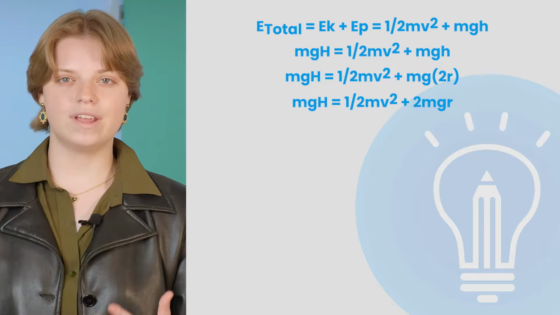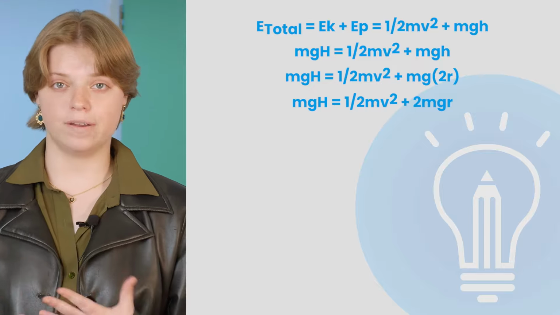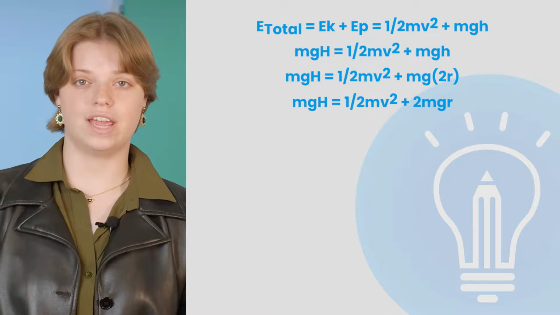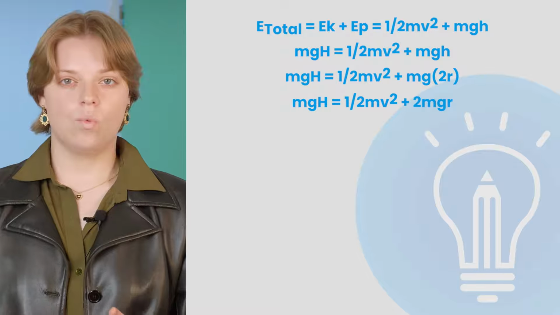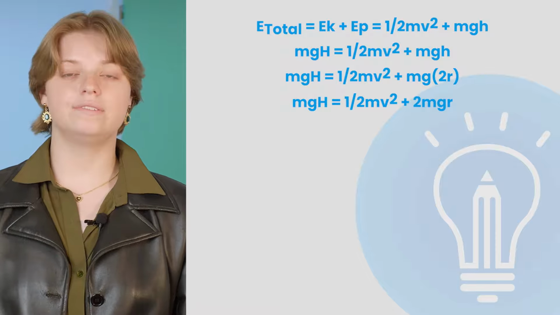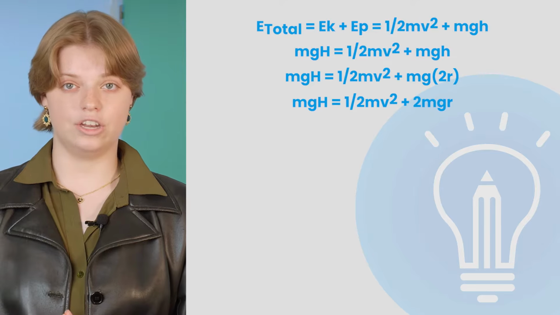Let's take a breather and recap quickly. Our target variable here is the height h, and we have the radius and we know the gravitational acceleration g. While we don't know the mass, this can be divided out of every term. This leaves velocity as our only unknown left.